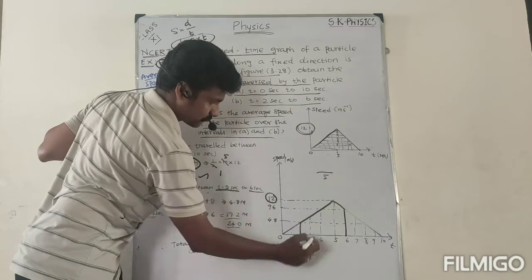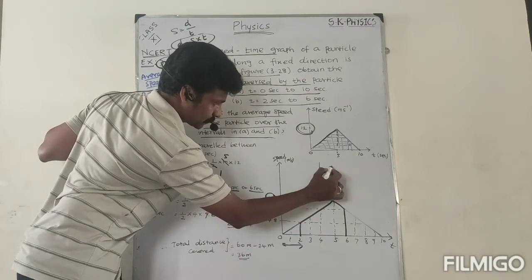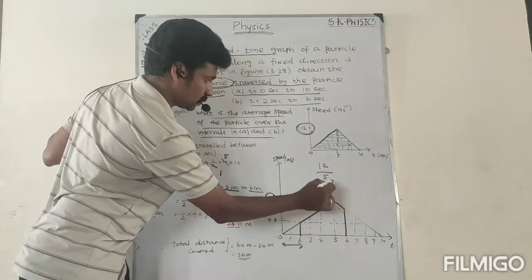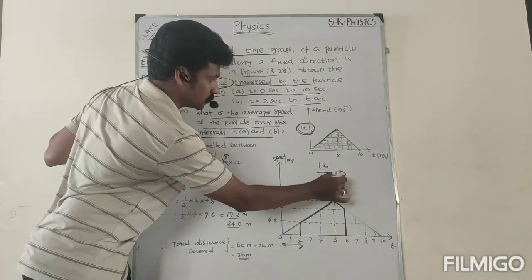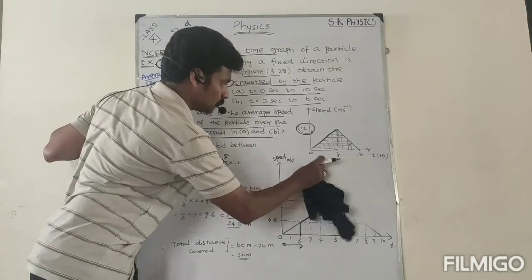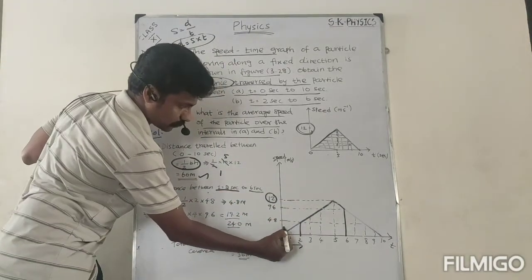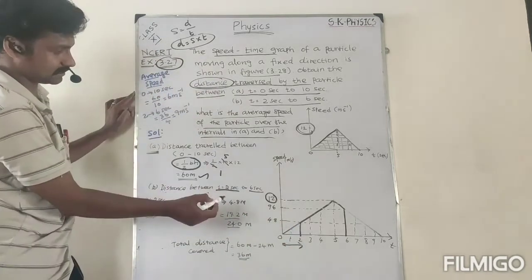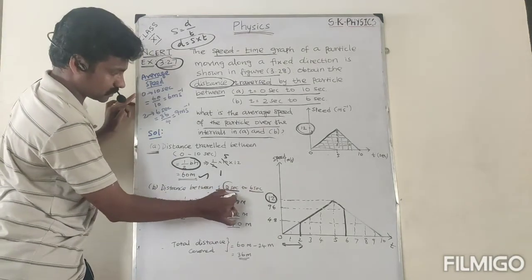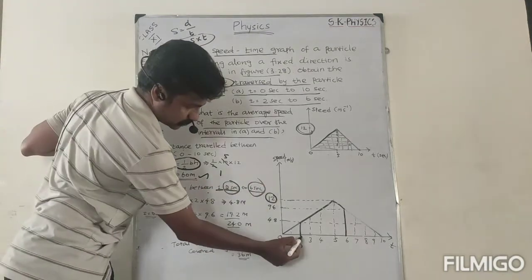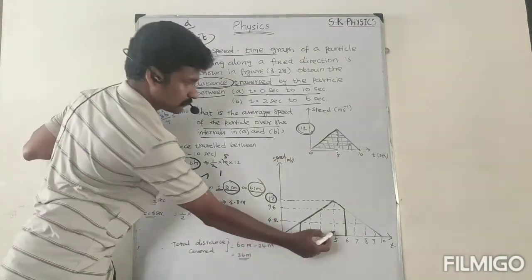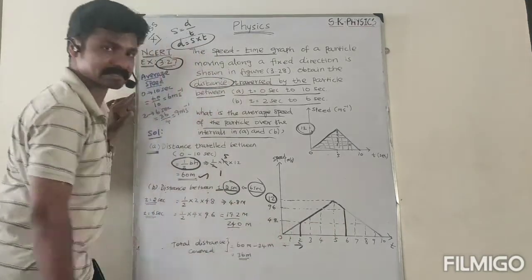For 5 seconds, 12 meters means, then what about 2 seconds? Like that we can calculate. So I need the essential values for 2 seconds and 6 seconds. For 2 seconds it is 4.8, and for 6 seconds I can get 9.6.